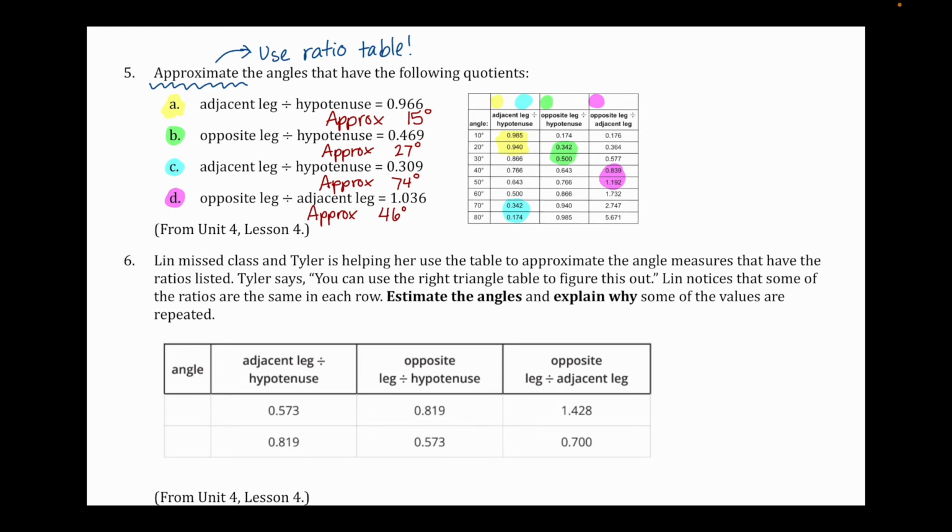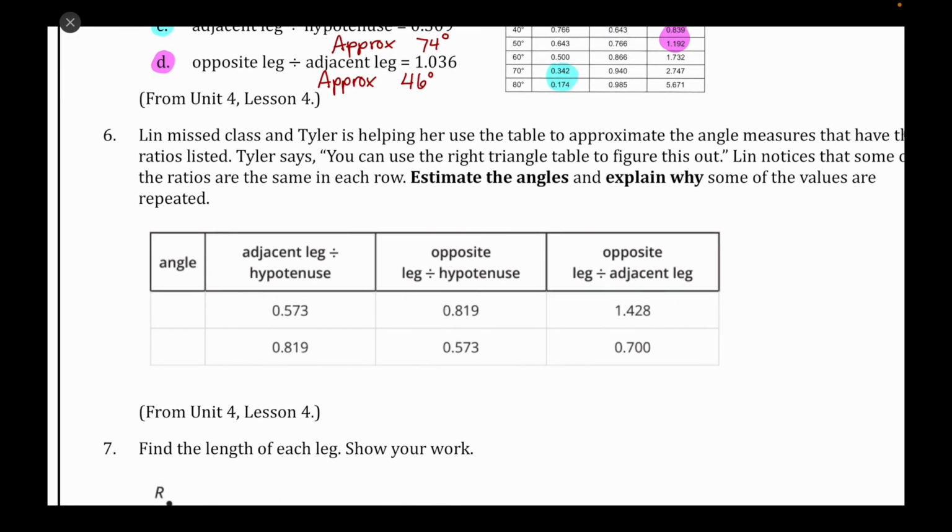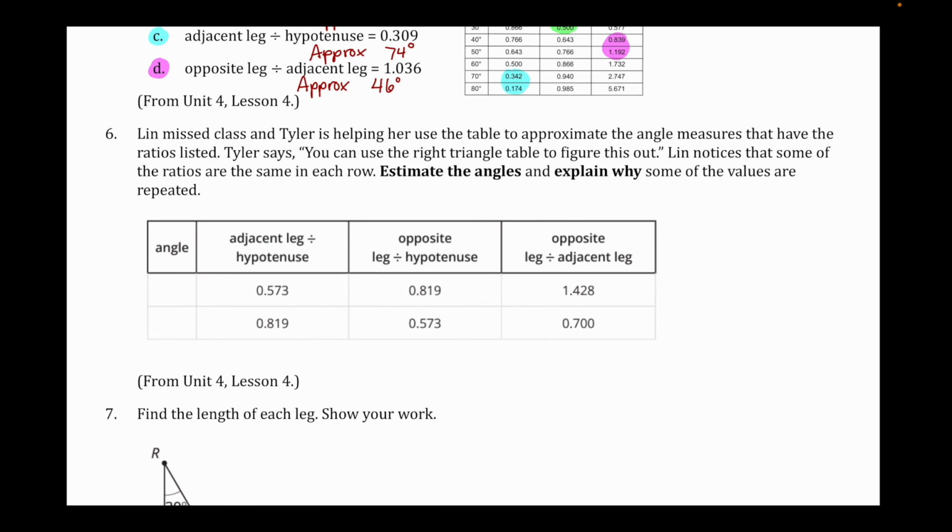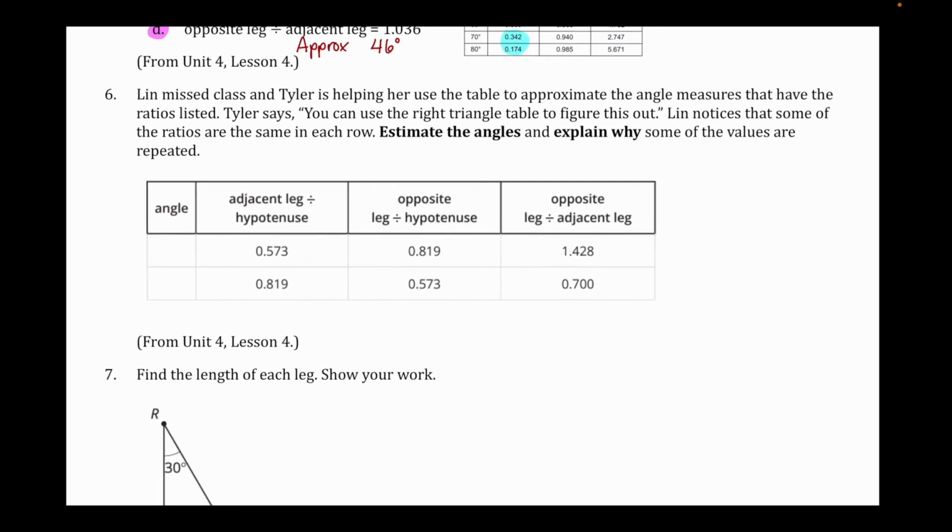So you can see what column I'm looking in and then what two numbers I'm looking at to approximate where I'm going. That then brings us to number 6, which is right here. Lynn missed class, and Tyler is helping her use the table to approximate the angle measures that have the ratios listed. Tyler says you can use the right triangle table to figure this out. And Lynn notices that some of the ratios are the same in each row. Estimate the angles and explain why some of the values are repeated.